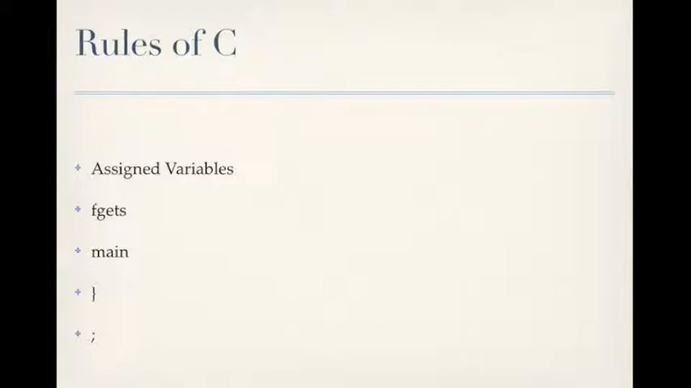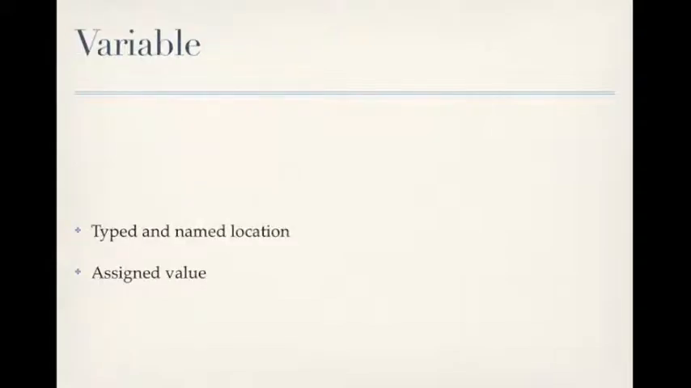You also have these squiggly brackets, which show all of your lines of code in a block, and then you have to have semicolons at the end of each line, or else the compiler won't be able to tell where one line ends and where the next one begins, and that makes it really hard to code.